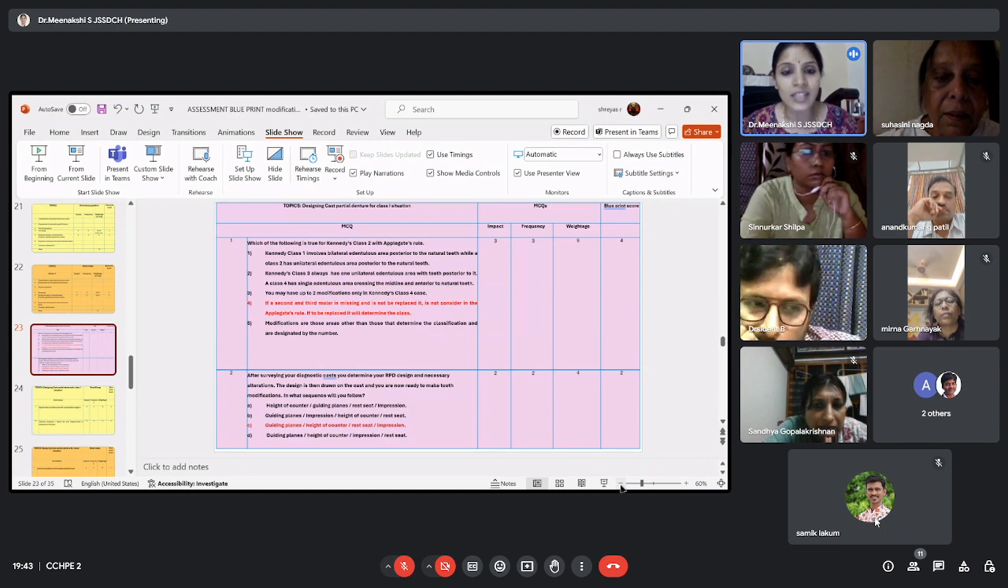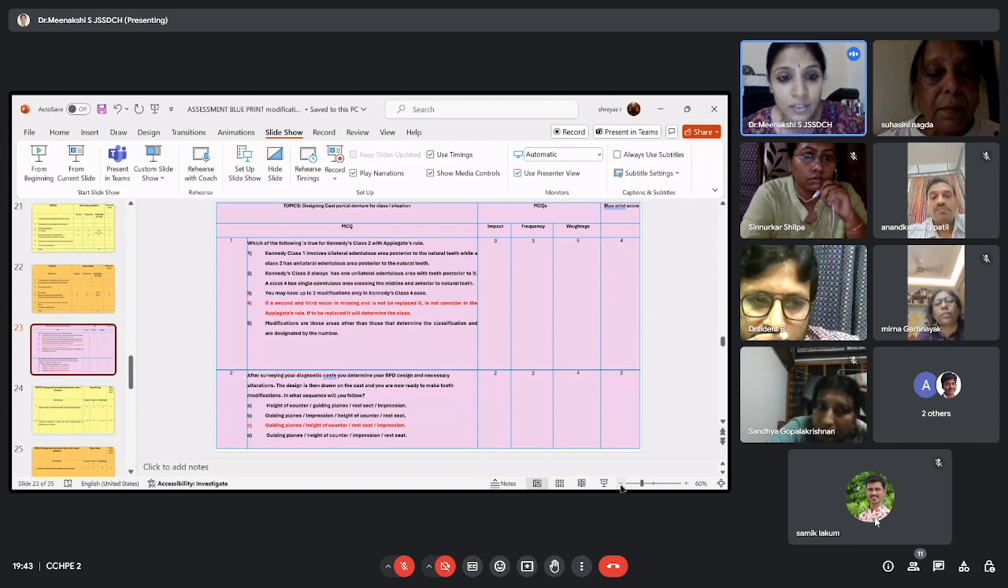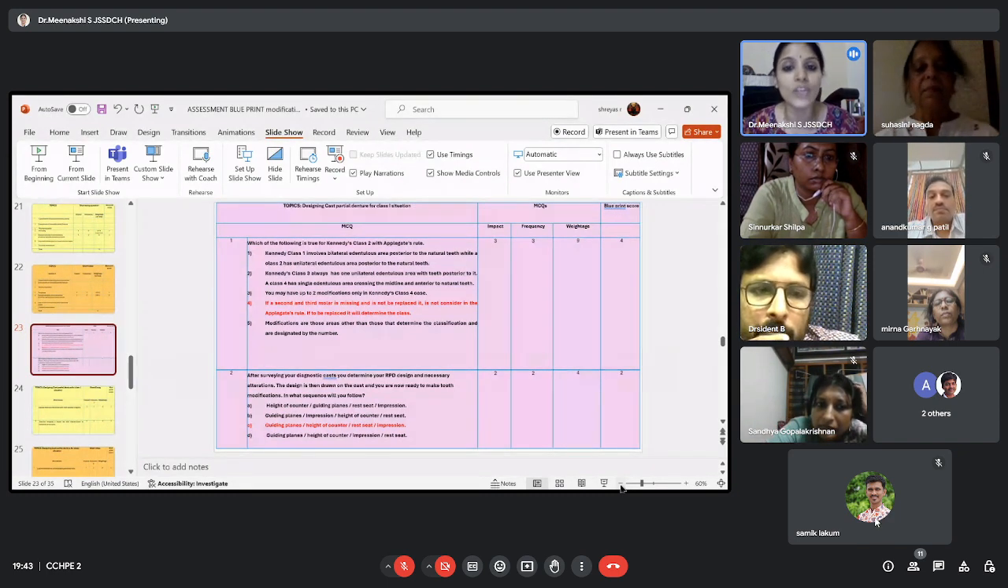So Kennedy's class 1 involves bilateral edentulous area posterior to the natural teeth, while a class 2 has unilateral edentulous area posterior to the natural teeth. So the right answer is 4. Kennedy's class 3 always has one unilateral edentulous area.